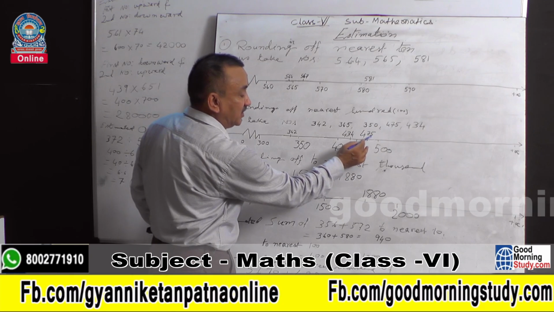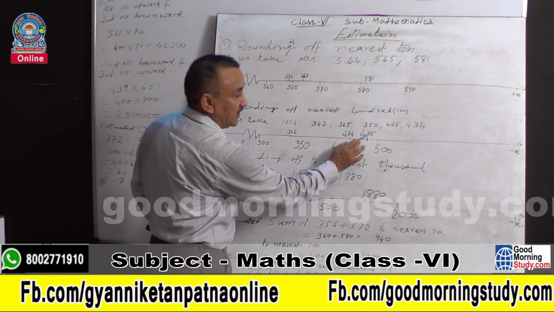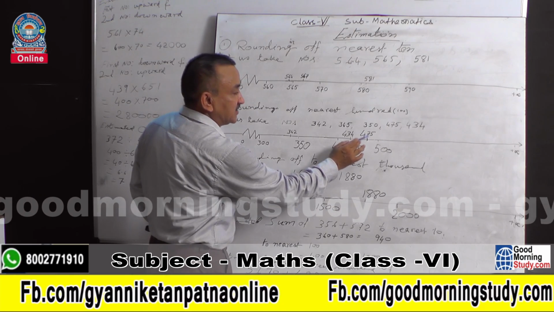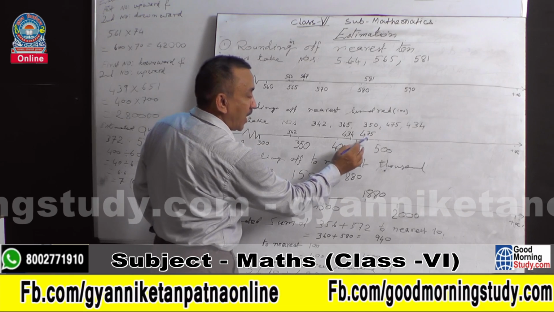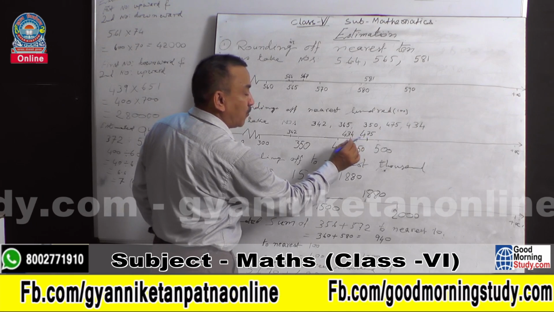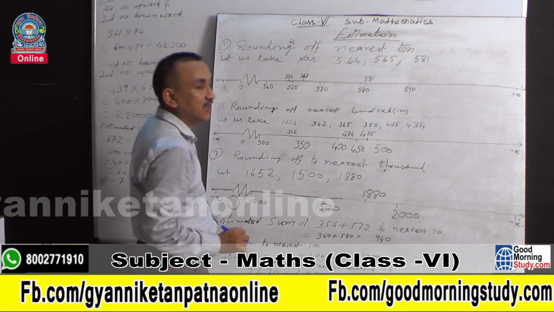But suppose the tens digit is greater than 5, like here in 475 it is 7. 7 is greater than 5, so we will add 1 to the hundreds digit and make the other digits 0.